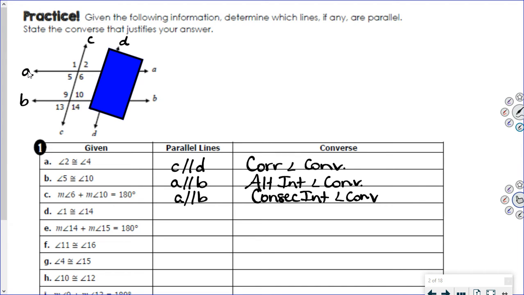If we look at 1 and 14, again, same side is being covered up. The difference is these are alternate exterior. They are congruent like they're supposed to be. So by the converse, we can say, again, lines A and B are parallel.